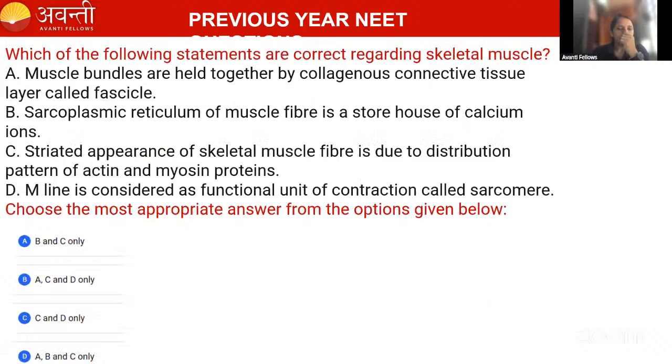Okay, which of the following statements are correct regarding the skeletal muscle? This question was asked in NEET 2023. Muscle bundles are held together by the collagenous connective tissue layer that is called a fascicle. Sarcoplasmic reticulum of the muscle fiber is the storehouse of the calcium ion. Striated appearance of the skeletal muscle fiber is due to the distribution pattern of the actin and myosin. The M line is considered as the functional unit of the contraction called sarcomere. Now you have to choose the correct statement.